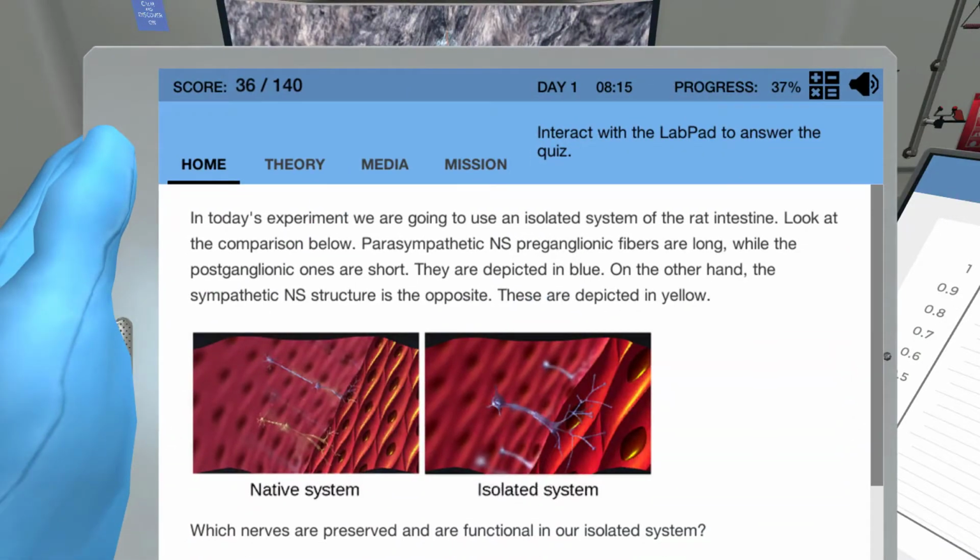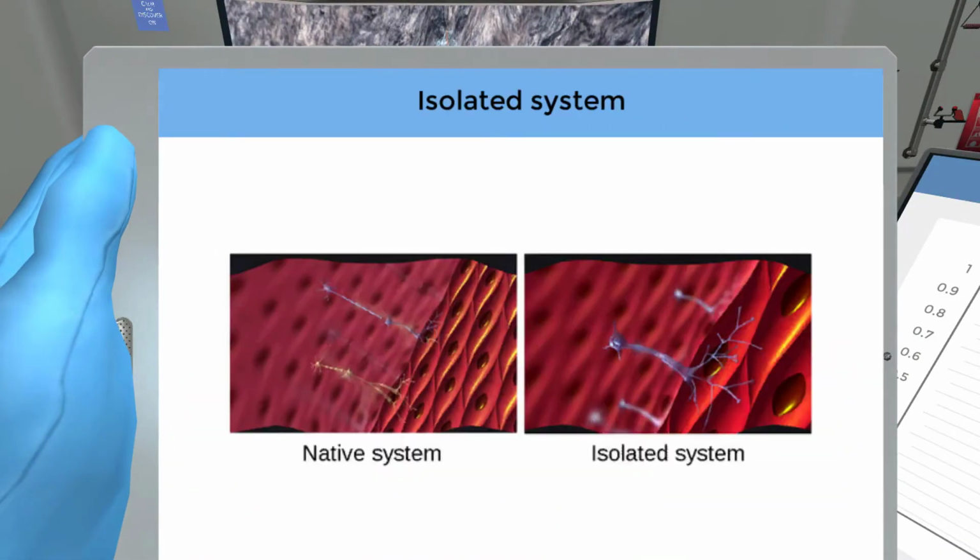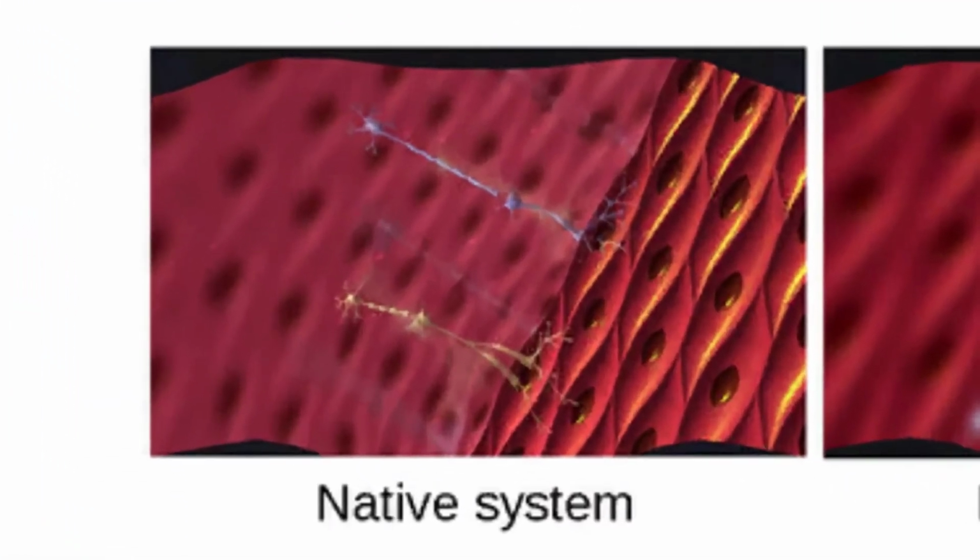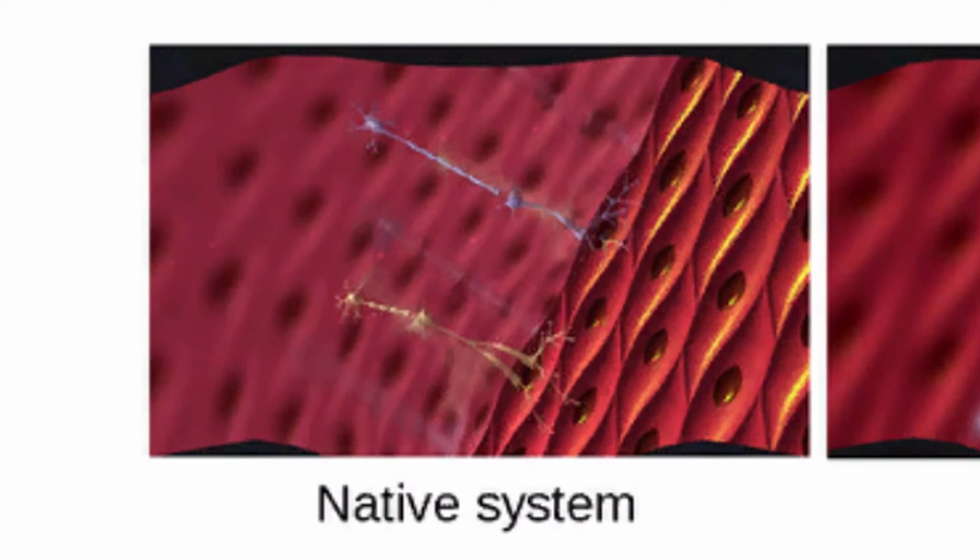In today's experiment we are going to use an isolated system of the rat intestine. Look at the comparison below. Parasympathetic nervous system preganglionic fibers are long, while the postganglionic ones are short. They are depicted in blue. On the other hand, the sympathetic nervous system structure is the opposite. These are depicted in yellow. Which nerves are preserved and are functional in our isolated system?